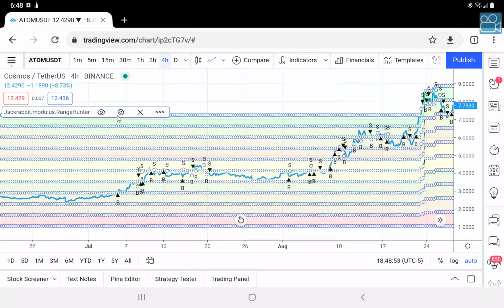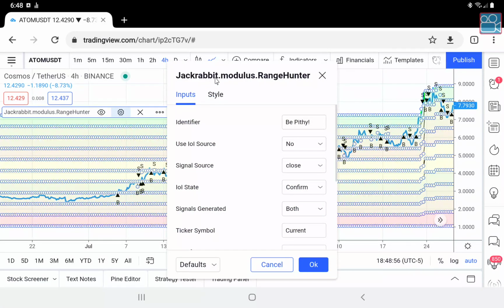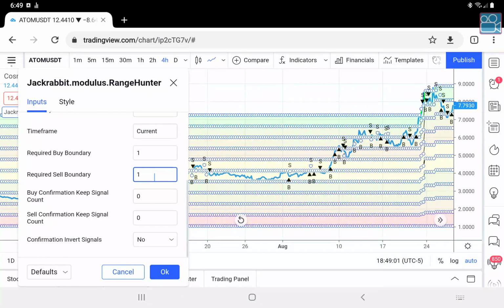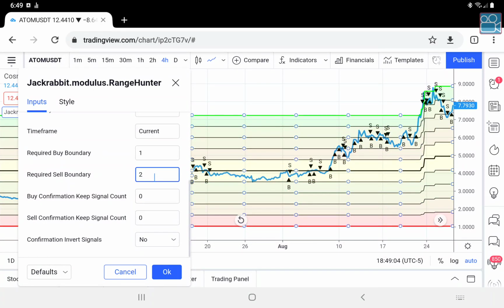So, selling boundary 1, boundary 2, boundary 3, boundary 4, boundary 5, the median. Notice they disappeared. Boundary 6, boundary 7, boundary 8, boundary 9, finally boundary 10.